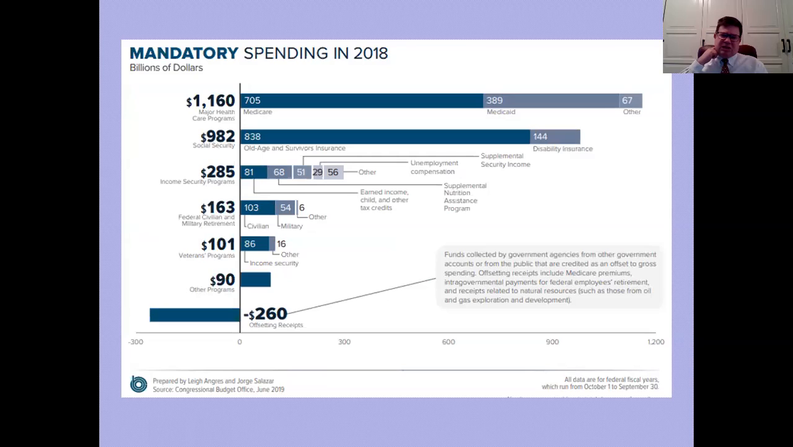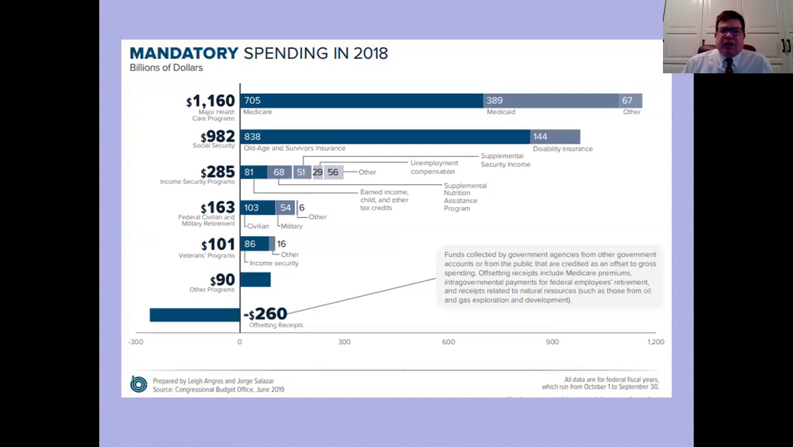So let's take a look at the specific areas in which we have mandatory spending. At the top, I did mention that Social Security is the largest single program for the federal government, but when you add up Medicare and Medicaid together, they top $1.1 trillion per year. So combined, healthcare is the largest single source of spending for the federal government. Social Security and its corollary SSI, disability insurance, account for almost $1 trillion as well.